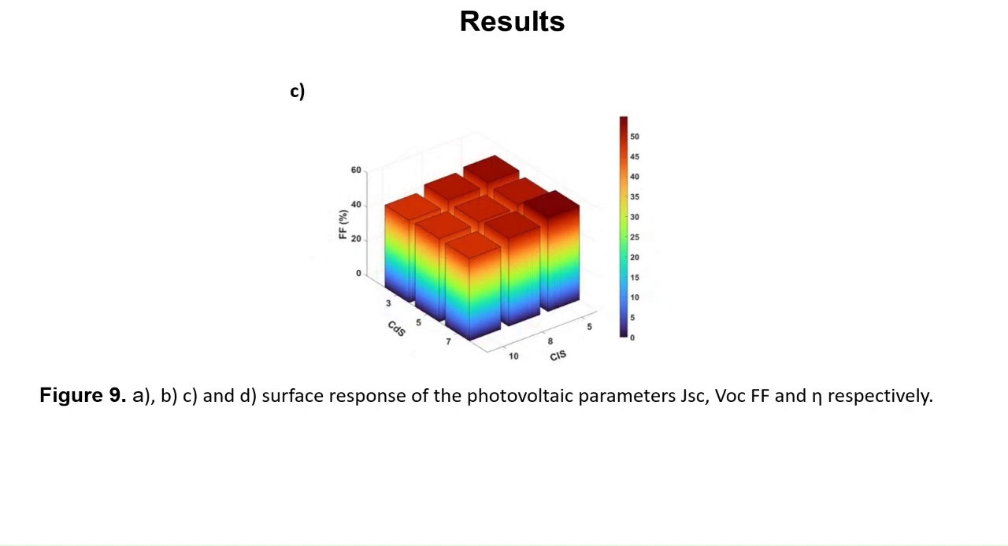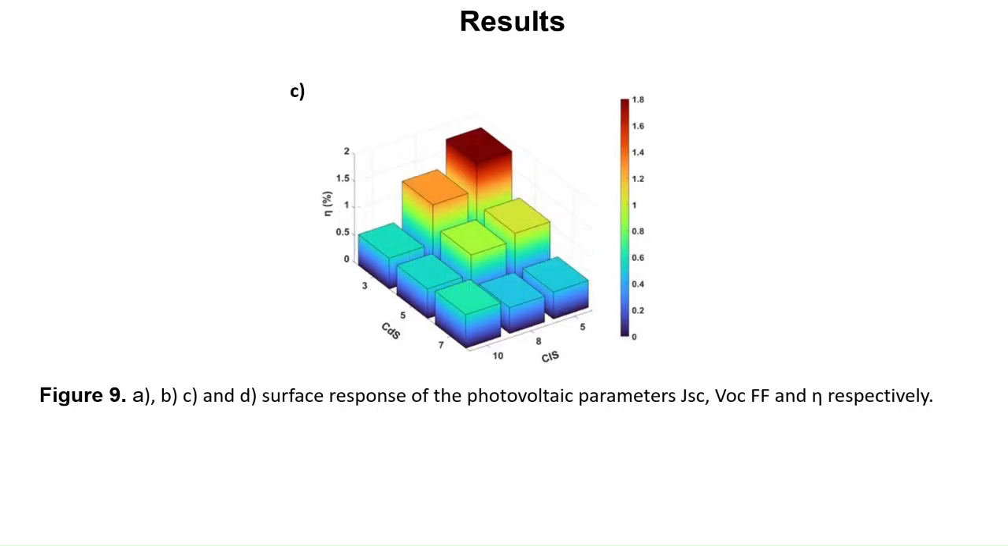On the other hand, the fill factor remains almost constant for all compositions, with a small trend to increase when CIS is reduced and CdS is increased. As a result of the behavior of the three photovoltaic parameters, the efficiency increases with the reduction of the CdS and CIS cycles, having a stronger increase when both sensitizers are reduced at the same time, reaching a maximum of 1.8% with the 3 CdS and 5 CIS sample.